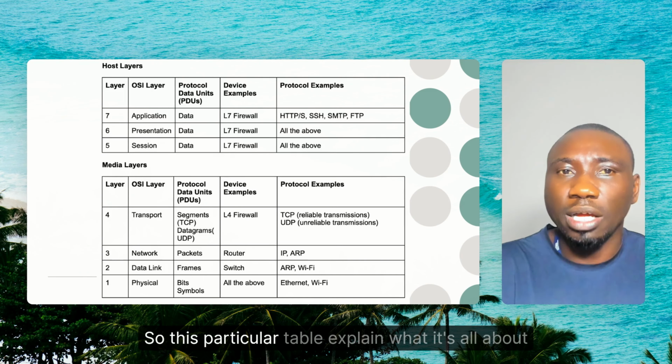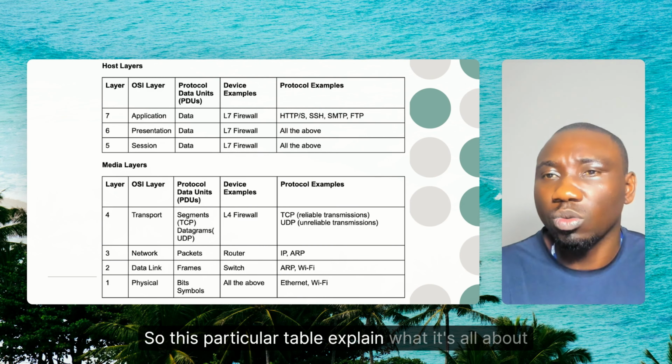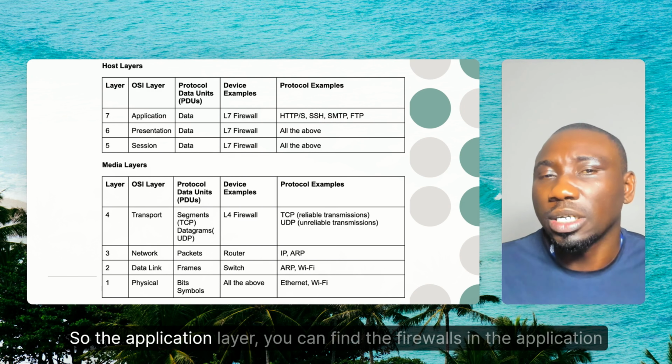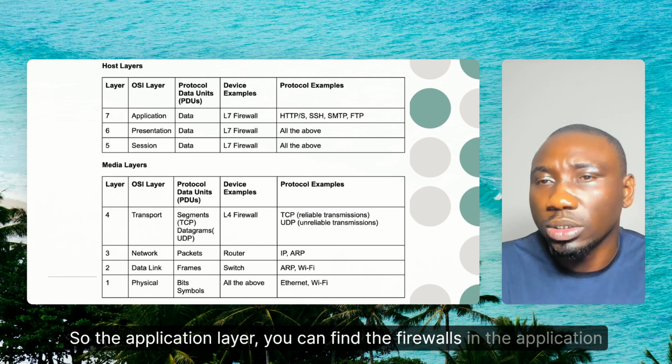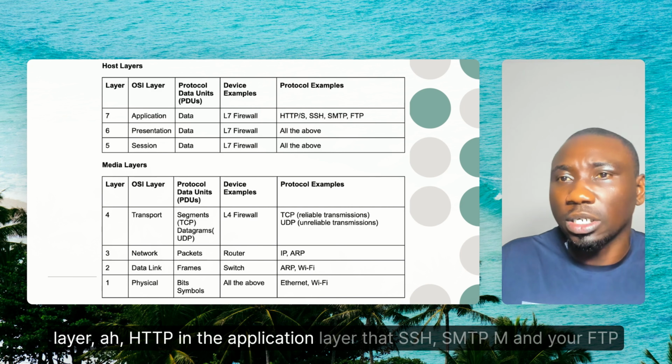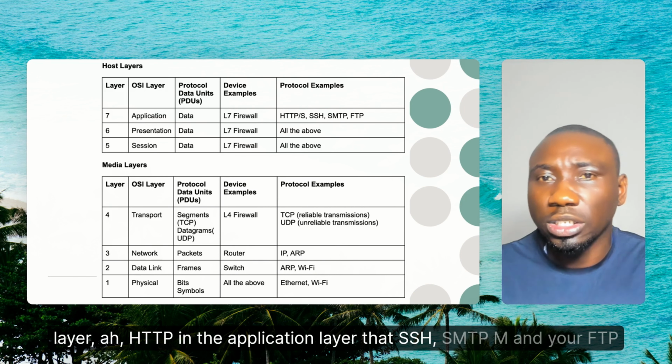So this particular table explains what it's all about. In the application layer, you can find the firewalls, HTTP, SSH, SMTP, and FTP.